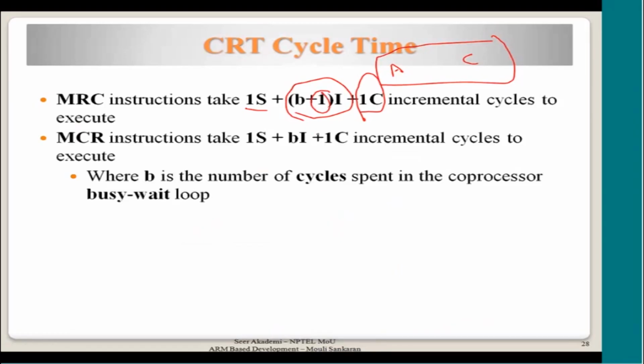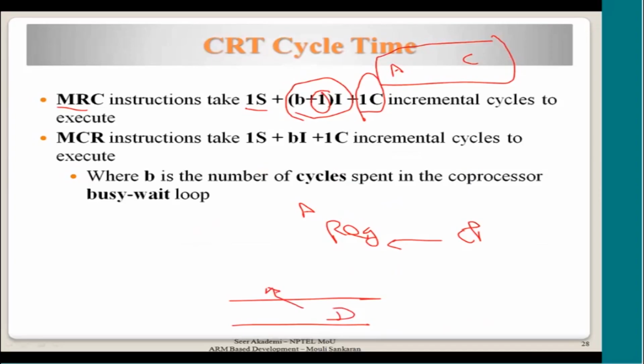I will tell you. See, it is only for RC. RC is what? Coprocessor to register, right? So ARM register. So when from the data bus, the value comes into the ARM core, it lies in the data in register. Okay, if you recall the data in register, and then it will be taken into the register set. So it will involve one internal cycle to do this transfer.